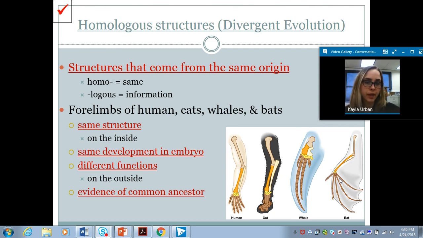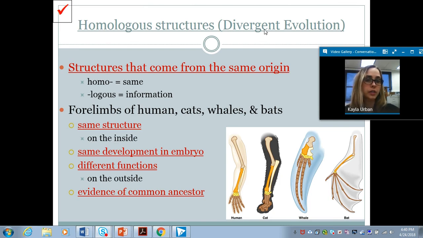All of them have the same bone structure on the inside. One bone, two bones, many bones, digits. This one bone, two bone, many bone pattern can be found amongst lots of different organisms. They have the same development in the embryo also, but they can have very different functions on the outside. Having the same structure on the inside, though, is evidence of a common ancestor.